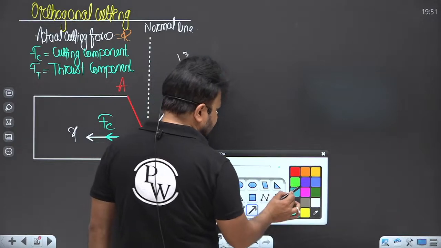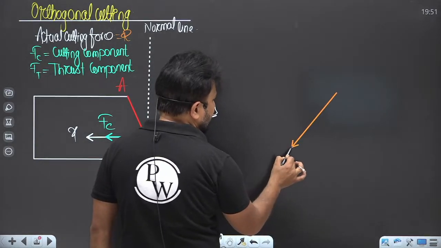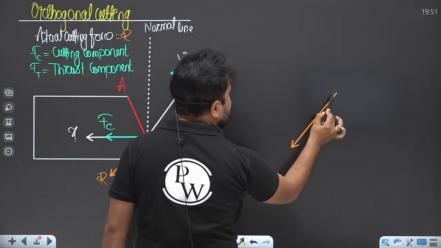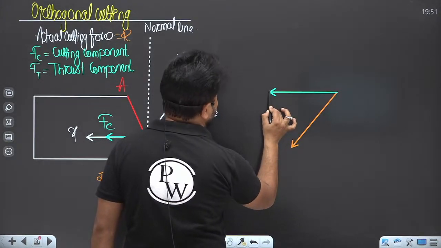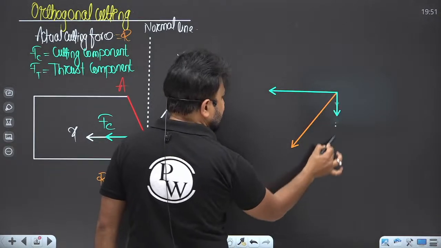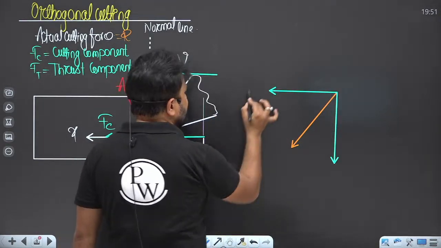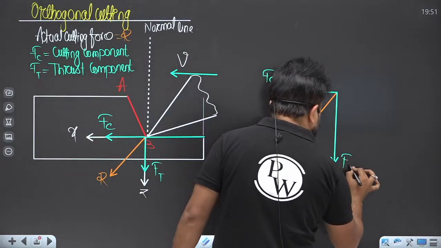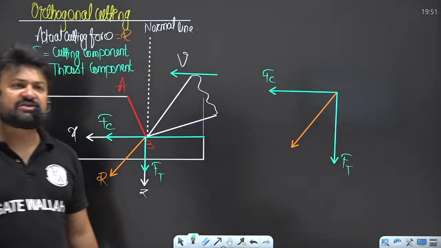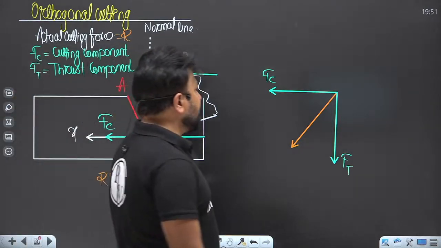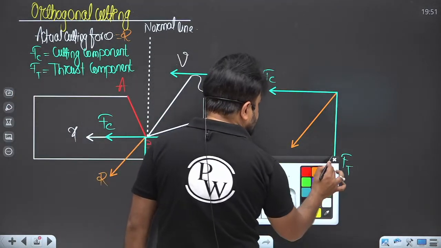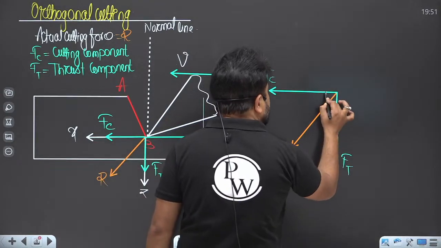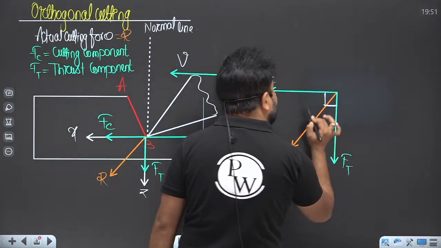Here again I am drawing the thing. This is the actual cutting force, and this is the cutting component which is acting in the cutting velocity direction. This is the thrust component. This is FC, which is acting in the direction of cutting velocity. This is FT, that is the thrust component. Here you can see that the angle between the components will always be 90 degrees.